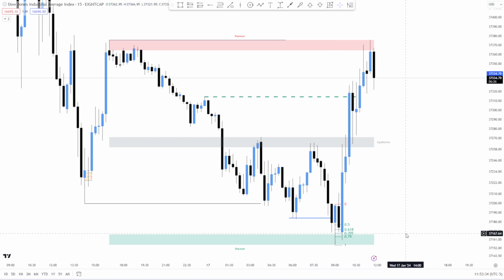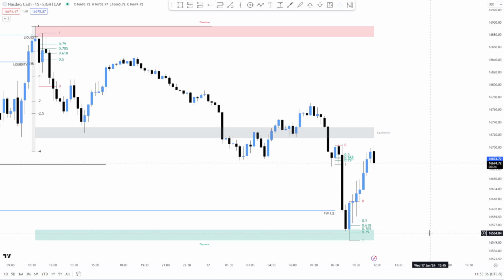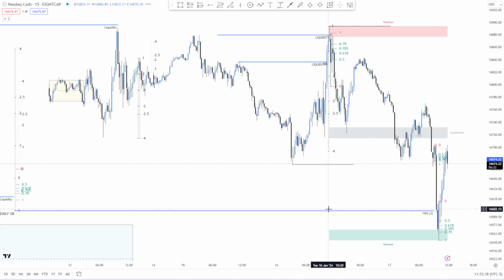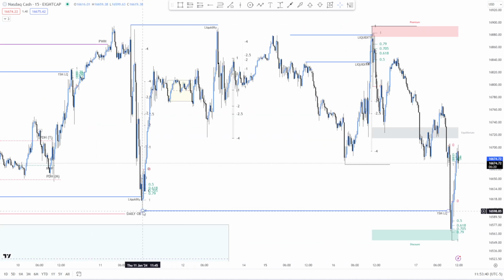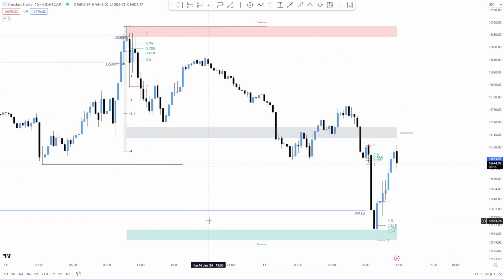But wait, there's more. If you look at NQ, we've got the same thing here. Got an area that I marked up way back here, which had not been tapped at that point yet.